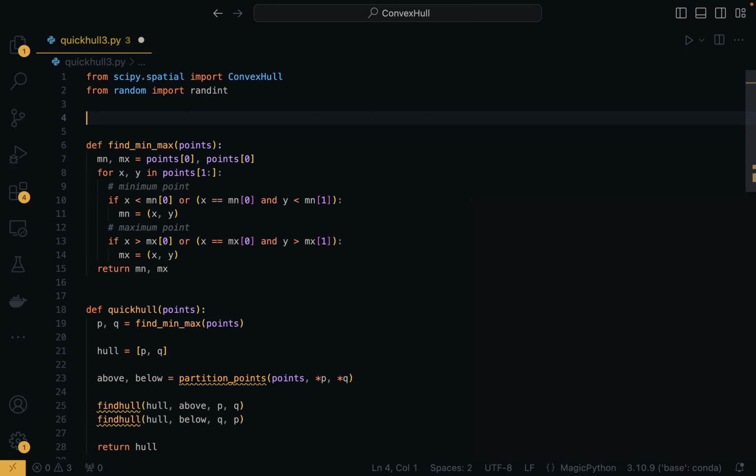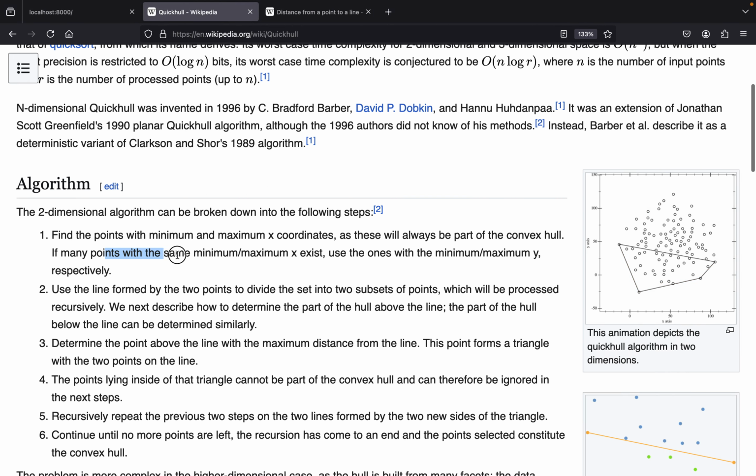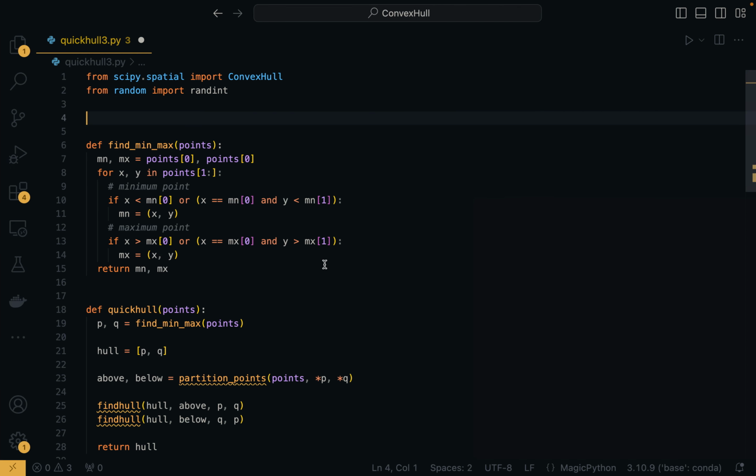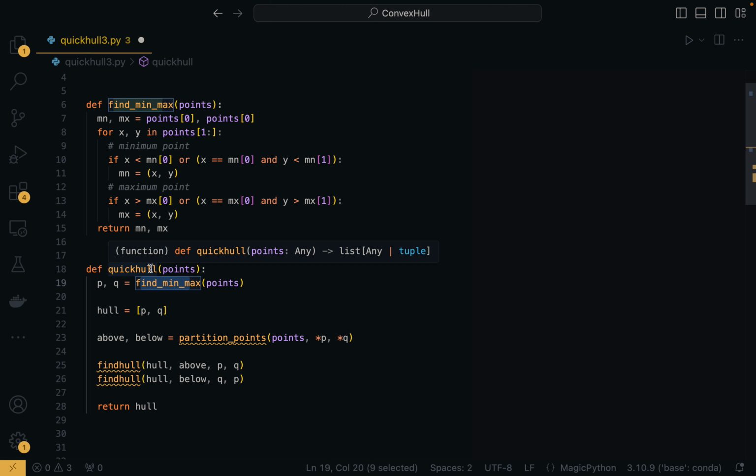And again, to stress it, they also maintain that we should do the same thing. If many points with the same minimum maximum exist, use the ones with the minimum maximum y respectively. So that's what we're doing. Okay, so we have completed implementing this subfunction required for the algorithm, Quickhull.